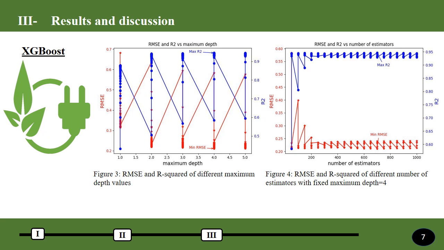And we will begin with the XGBoost. As we see in the figure on the left, this figure presents the obtained RMSE and R squared for each XGBoost model created inside the loop, considering maximum depth as a parameter. As we can see, the minimum root mean square error with the maximum R squared corresponds to the maximum depth equal to 4. After that, we fixed this parameter and we obtained the figure on the right considering number of estimators as a parameter. The minimum root mean square error with the maximum R squared corresponds to number of estimators equal to 700.